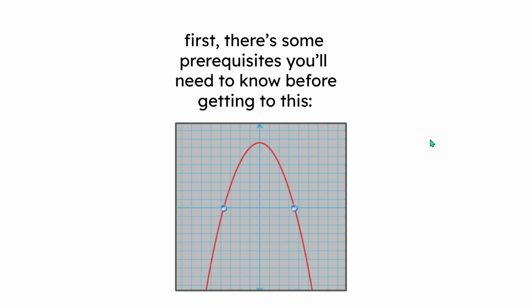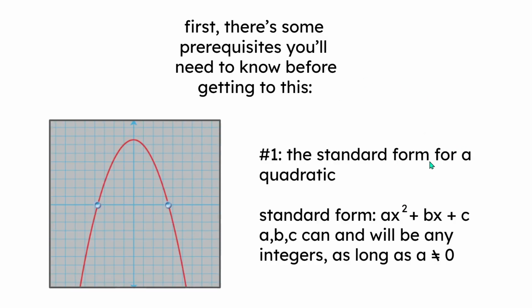But there are some prerequisites you'll need to know before getting to this. First, you'll need to know the standard form for a quadratic. The standard form is ax squared plus bx plus c, where a, b, and c can be any integer as long as a does not equal 0.